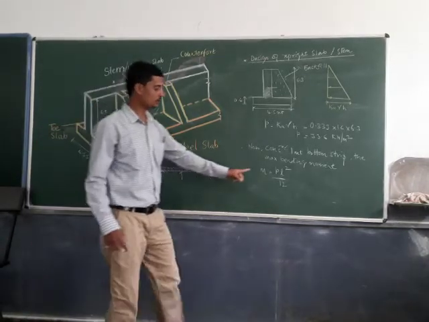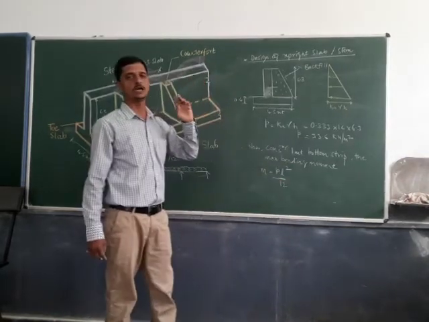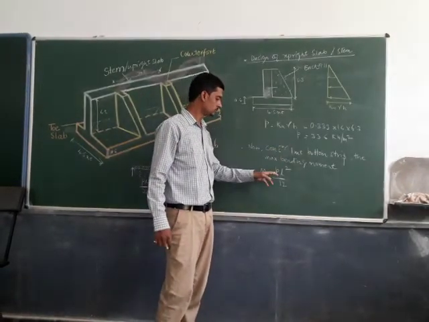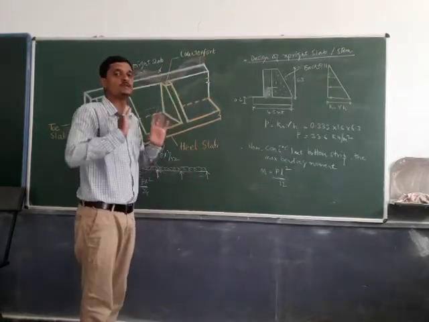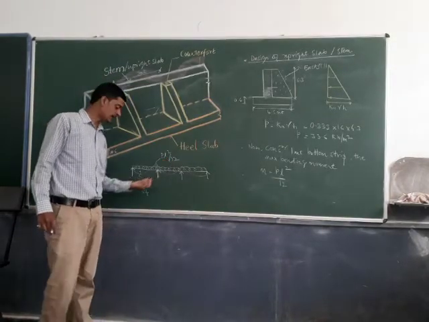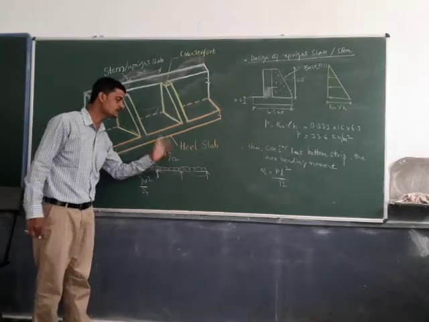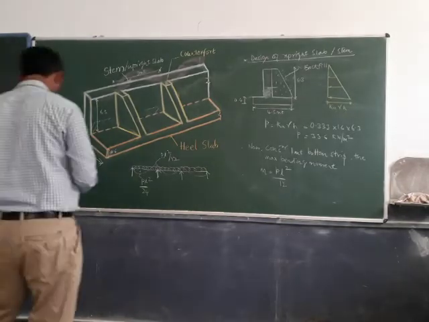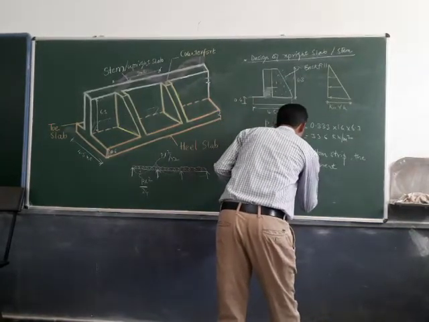So we have to consider the bending moment as W L square by 12. W is our pressure, which I have replaced with P. So it is P L square by 12. It is not P L square by 8 here, because it is not simply supported. It is continuous. At support we get P L square by 12, at midspan P L square by 24, and out of these two we consider the maximum, which is P L square by 12. So we got the moment as P L square by 12, where P is our pressure, P is 33.56.